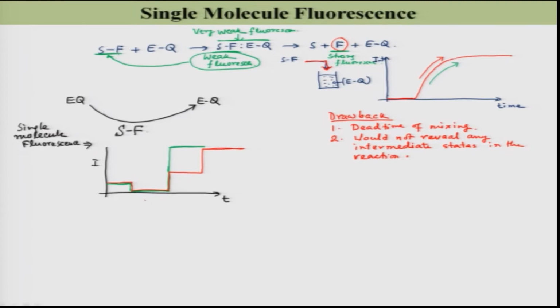So, clearly I can tell that here is my SF, here is my S plus F, that is for sure. In between, SF must have interacted with EQ, that is why the fluorescence intensity is less, and in this intermediate one the structure must be SF with a slightly different type of interaction with EQ. That means you will be able to see this intermediate state very easily if you monitor such single molecular level fluorescence.